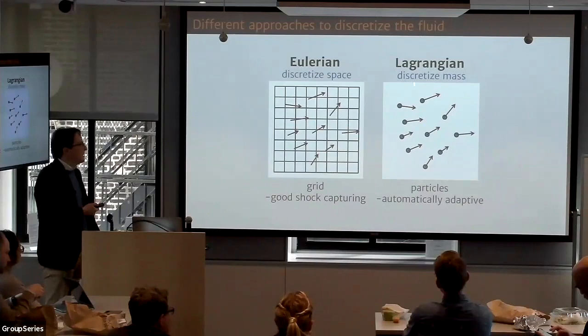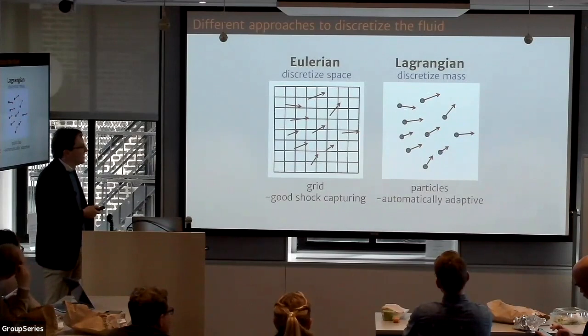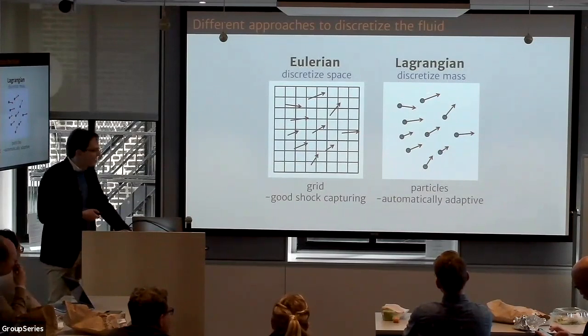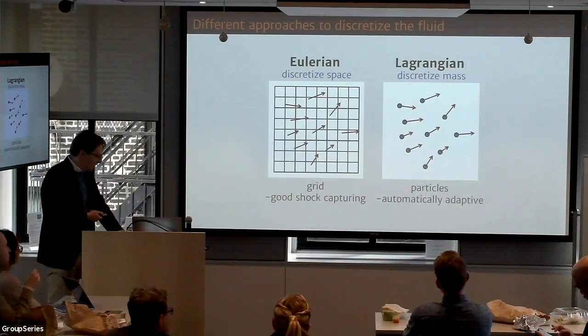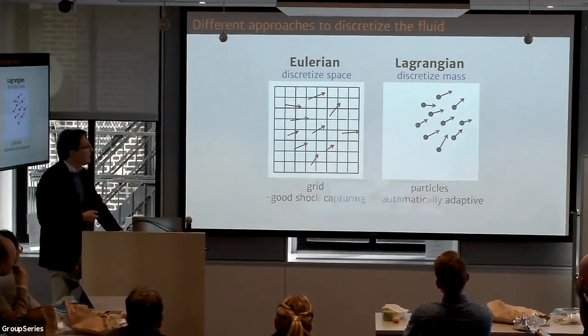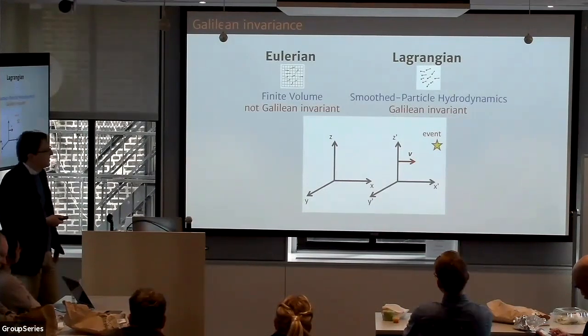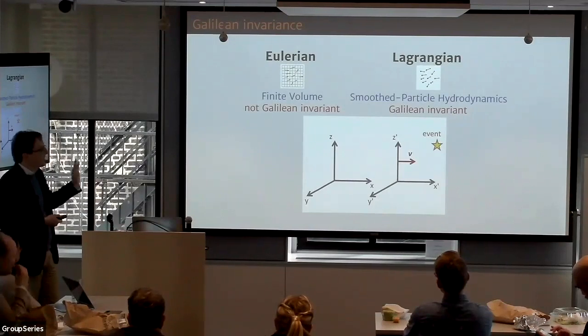The alternative class is Lagrangian schemes like smooth particle hydrodynamics. Here you discretize mass and you follow the particles as they move with their velocities. So it's Lagrangian, it's fully adaptive. Particles follow where the mass density goes. Typically these methods have a harder time dealing with shocks. I'd like to point out the Lagrangian is Galilean-invariant, which means if you boost your reference frame, it's not going to change the truncation errors. So the truncation errors are Galilean-invariant in Lagrangian schemes, and this is not true for Eulerian schemes.